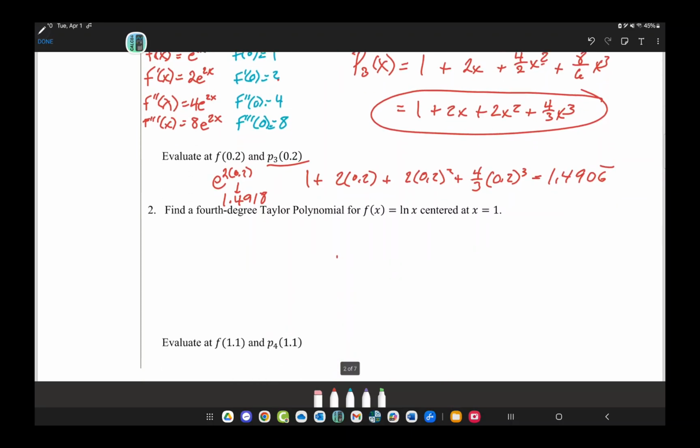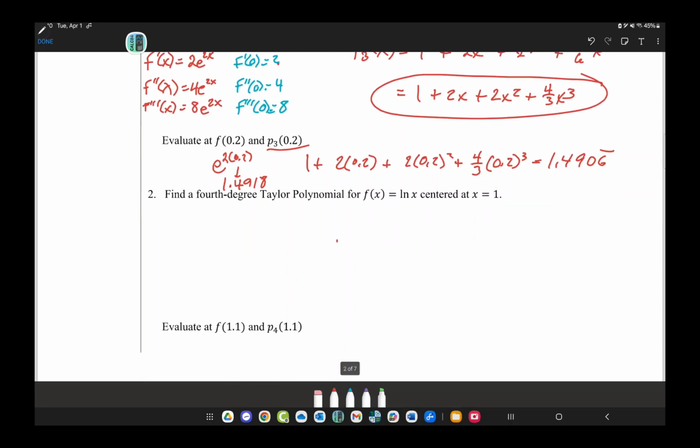Now we have this one. Find the fourth degree Taylor polynomial for ln of x centered at x equals 1. So here c is 1. So this is a Taylor, not a Maclaurin, because for Maclaurin, this would be x equals 0.